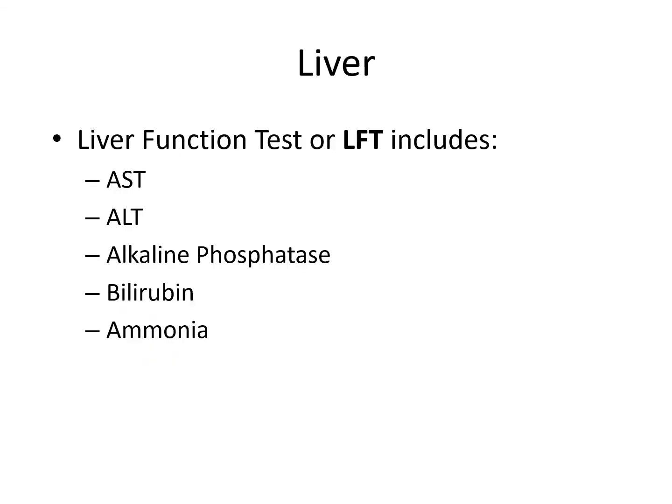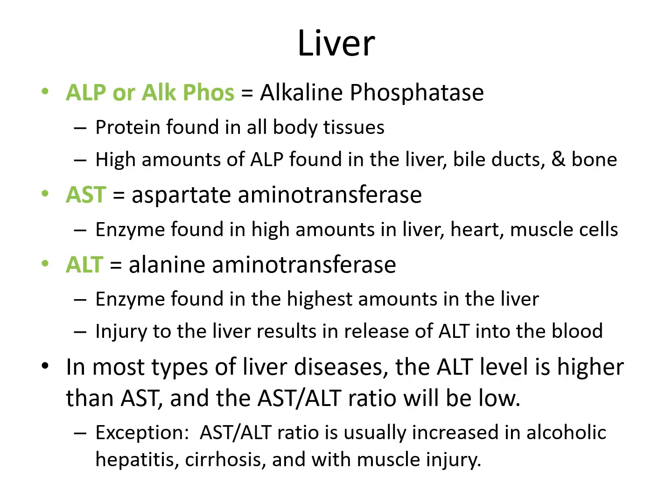Looking at the liver, we have our liver function tests, or what you'll commonly hear doctors say, what do their LFTs look like? And that's going to be your AST, ALT, alkaline phosphatase or ALK-Phos, bilirubin, and ammonia. So ALP or ALK-Phos is alkaline phosphatase. This is a protein found in all body tissues, but high amounts of ALK-Phos can be found in the liver, bile ducts, and bone. So if they're damaged or being broken down, you'll see them increase in the blood.